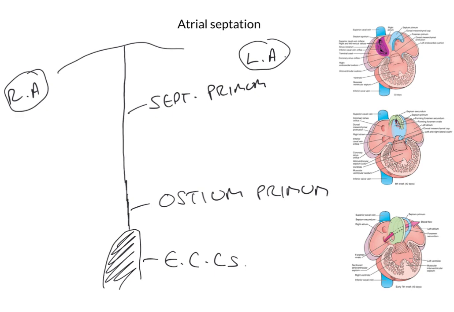Because we would not be able to shunt blood from the right-hand side to the left-hand side, which, as we have said, is absolutely crucial to the normal cardiovascular function of the fetus. So what happens is indeed septum primum continues to grow until it fuses with the endocardial cushions. But then something remarkable happens.